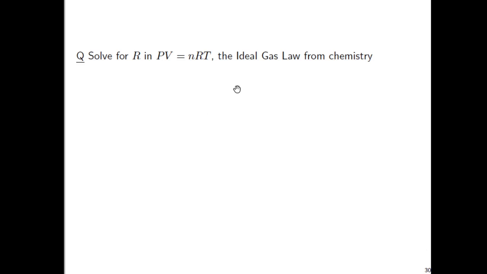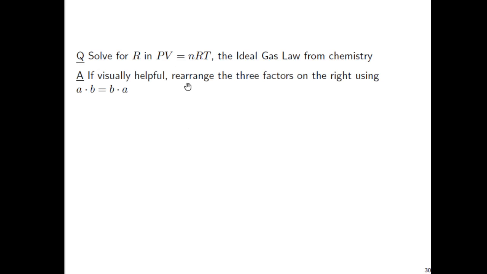Let's take a look at another example from chemistry to solve for r here. This one's actually really nice. If it's helpful, you should rearrange the factors. So it's n times r times t. And we saw earlier that if you just have multiplications, you can shuffle the order since a times b is b times a. So if you'd like, you can rewrite the right side to be n times t times r. And I'm going to divide both sides by nt.